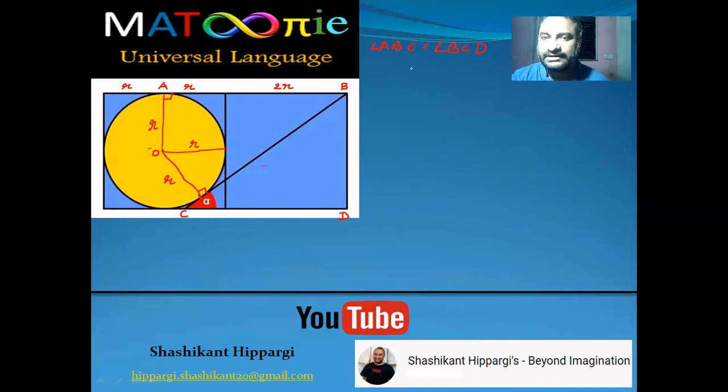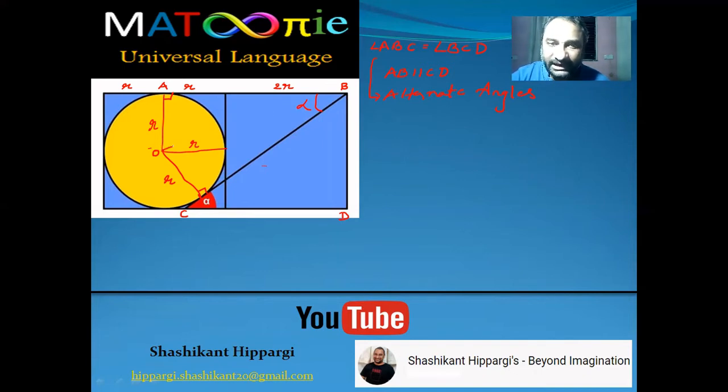What is the reason? The reason is very simple, that these are parallel lines. See, AB is parallel to CD. So these angles become the alternate angles. See how simple it is. Alternate angles. Okay. Now what are we supposed to do? So this angle also becomes alpha. Alternate angles must be equal. So this angle also becomes alpha.